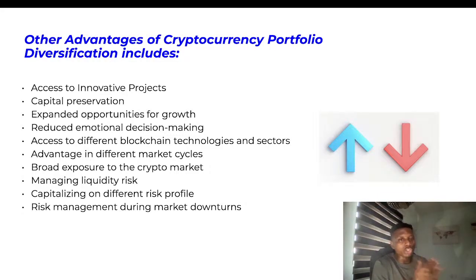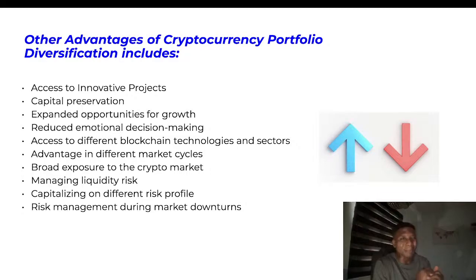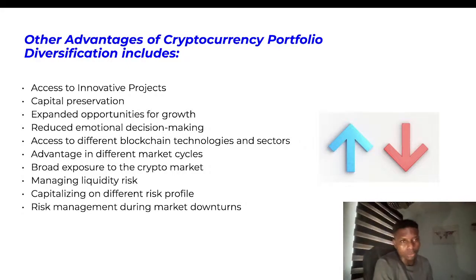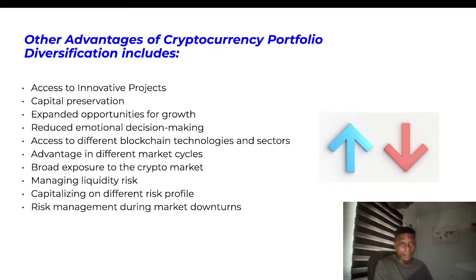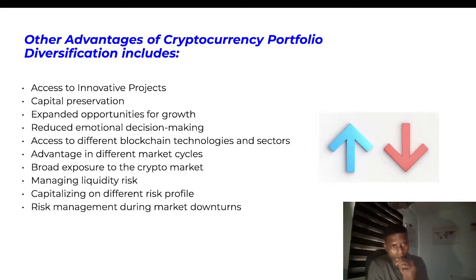Another advantage is reduced emotional decision making. When you diversify your portfolio, it reduces your emotional decision making, because the moment one of your assets is going down, and if that is the only asset you have, you might be spurred to take a wrong decision or be emotional about your next trade. But the moment you diversify, it helps you to hedge. It helps you to stay on the win, and that also is very, very important.